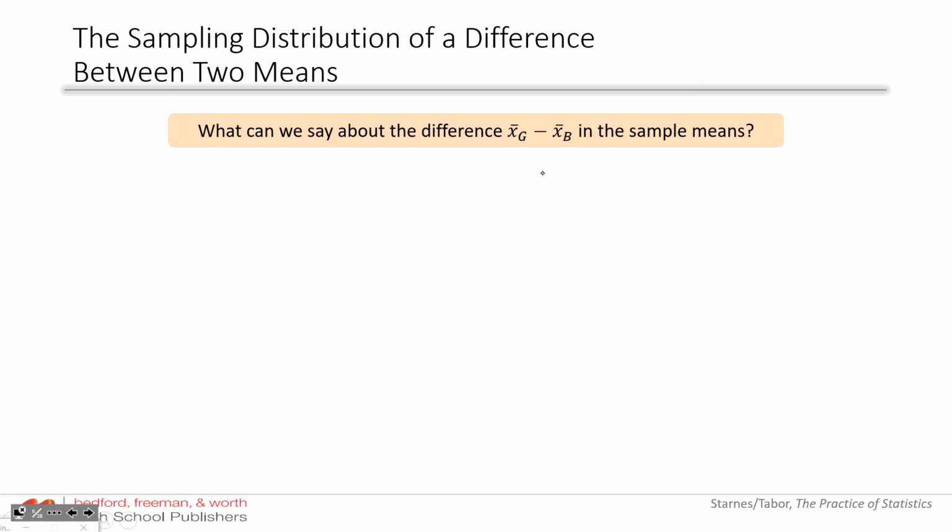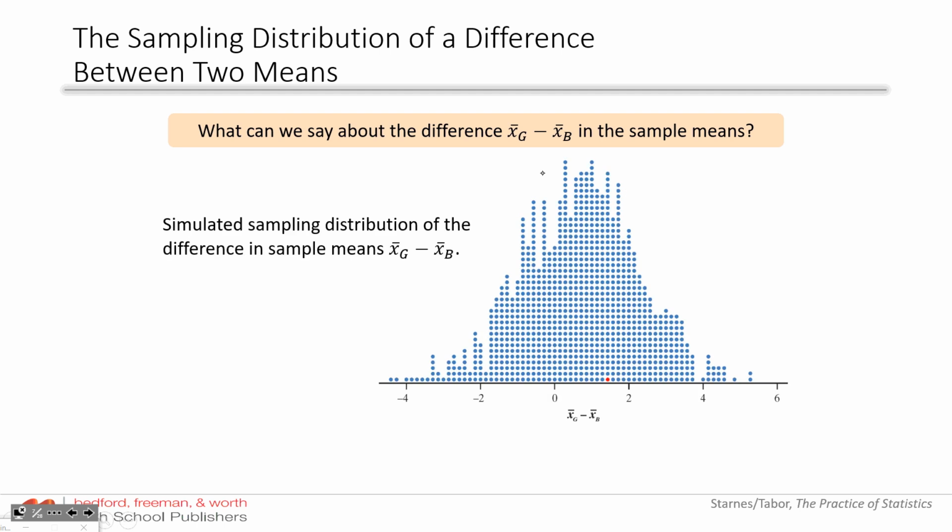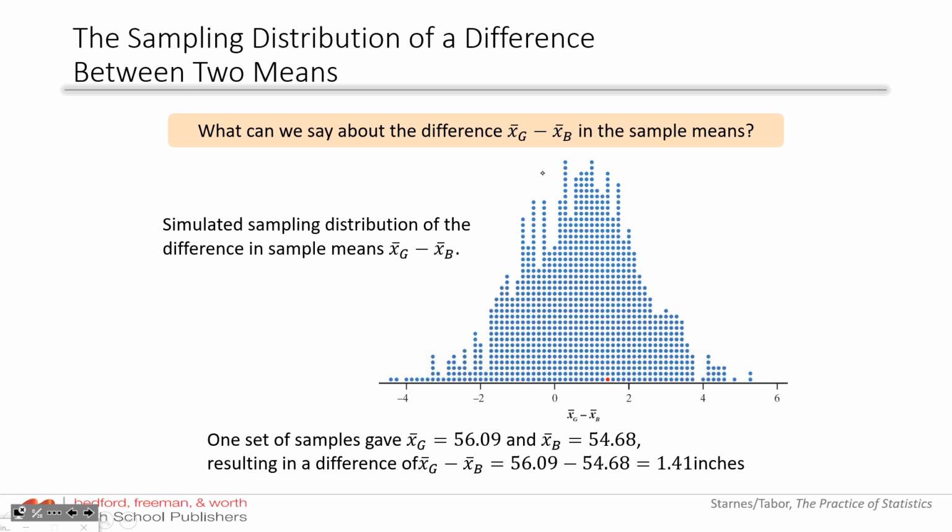Okay, so now what if I calculate the difference between those two sample means that I came up with? So remember our rules for linear combinations. If I combine two distributions, in this case, two sampling distributions, we know that if the original shapes were both normal, the sum or the difference is also going to be normal, right? So here's a simulated sampling distribution of the difference in the two sample means. Notice the shape. It looks approximately normal.